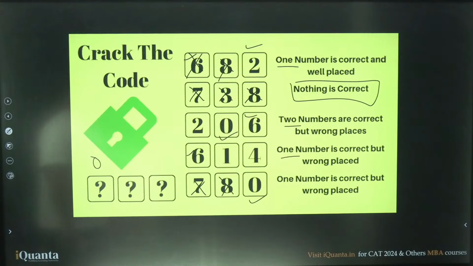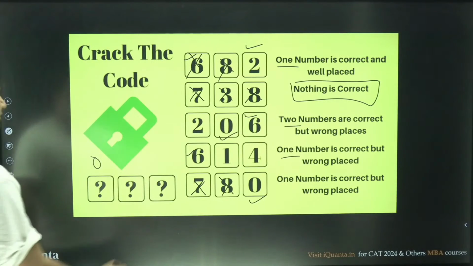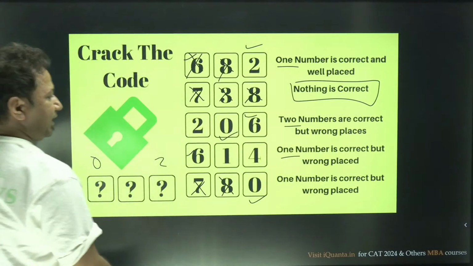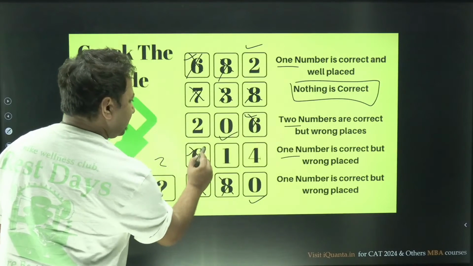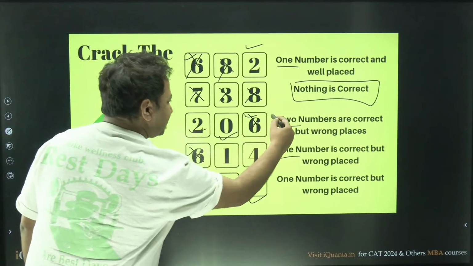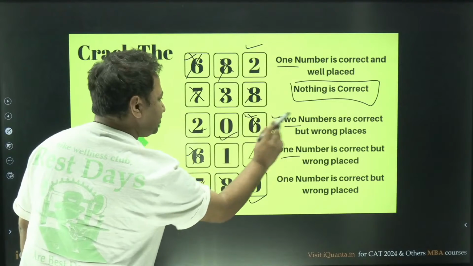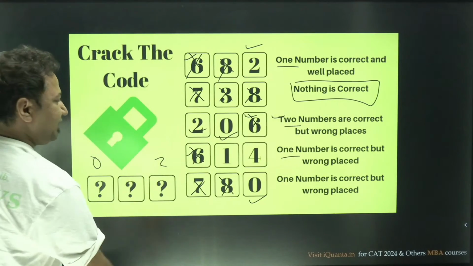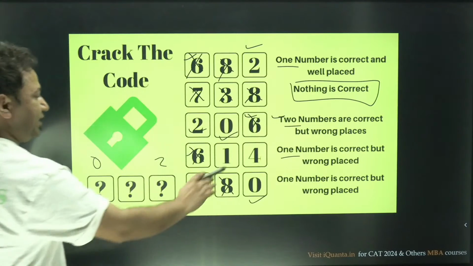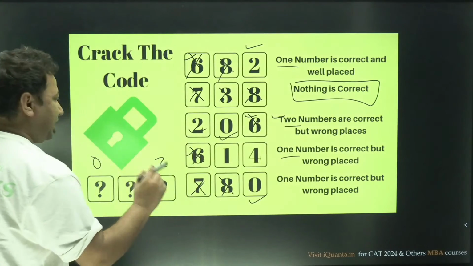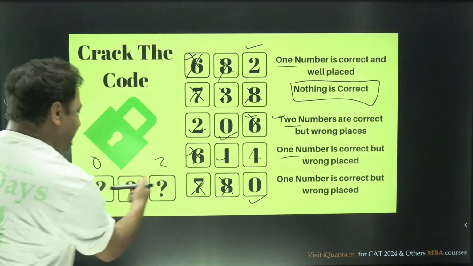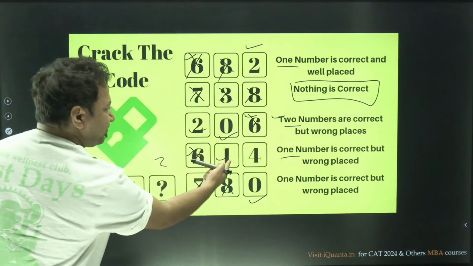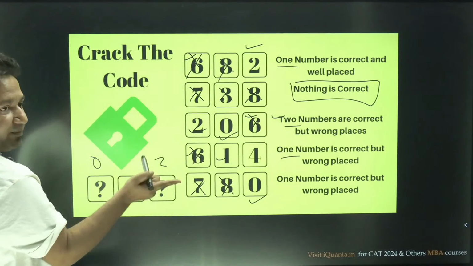Getting it? Correct and well placed. 2 comes here. Now, 6 is wrong. And this statement also accommodated 2 and 0 correct but wrong places, because it's 0 and 2 like this. In between we need something. One number is correct but wrong placed. If 1 was correct, it would have been in the middle. Here also middle, but it should not be there.